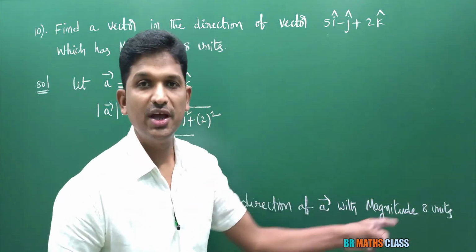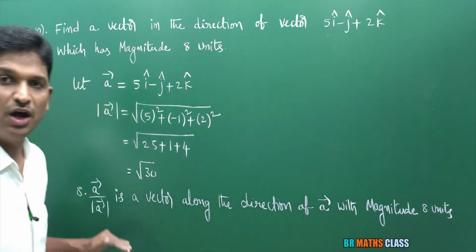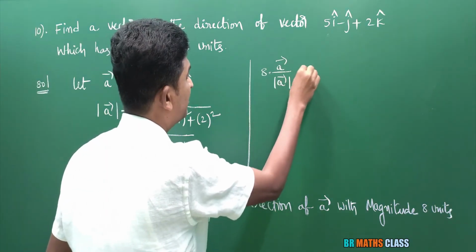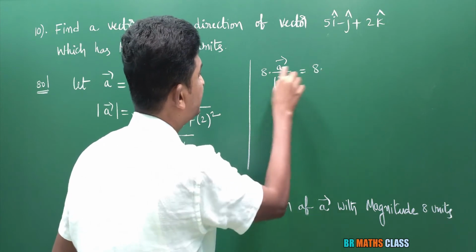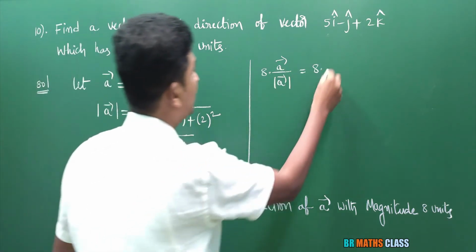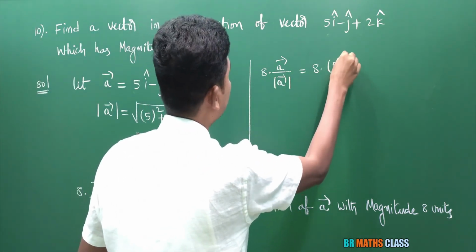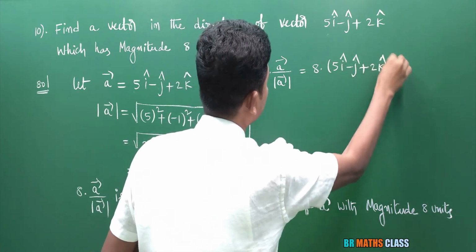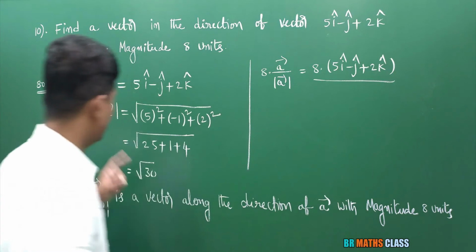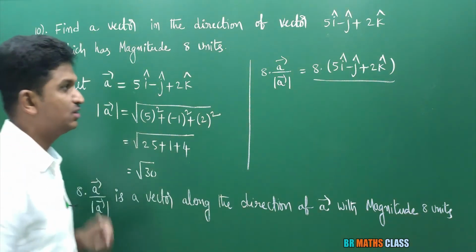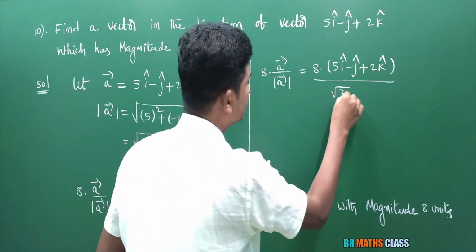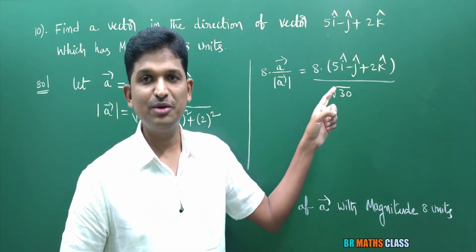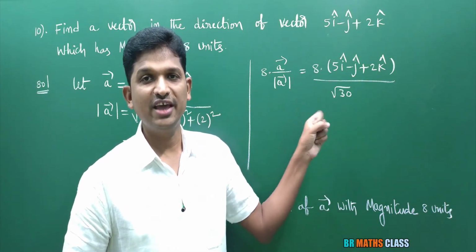With magnitude 8 units. So now I will calculate this vector: 8 into a bar divided by magnitude of a bar. What is a bar? A bar is 5i cap minus j cap plus 2k cap, divided by magnitude of a bar. What is magnitude of a bar? Magnitude of a bar is root 30. So this is the vector along the direction of the given vector and whose magnitude is 8 units.